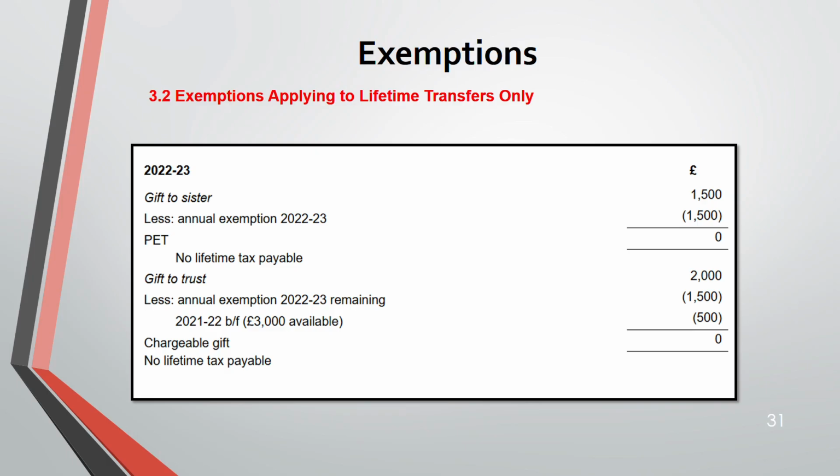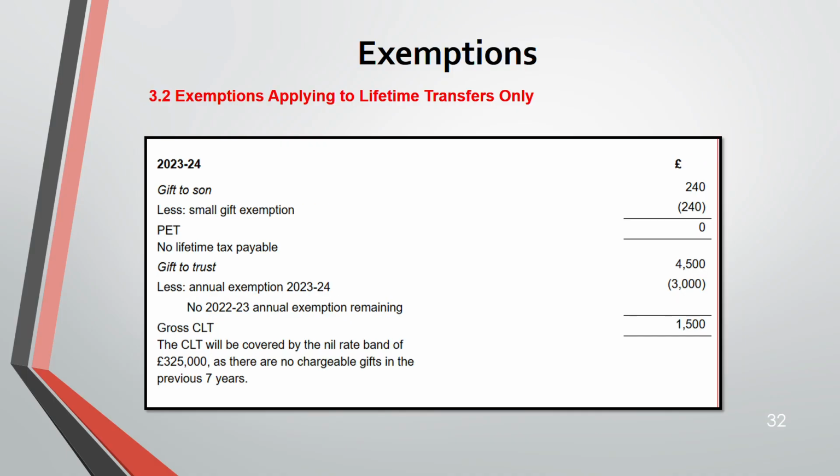So this is the answer for example 2, where in the same tax year we have gift to sister and trust. And here 1,500 is utilized out of annual exempt amount. The balance 1,500. This 500 is carried forward from the previous year. Then we move on to next year, that is gift to son and gift to trust. So this 240 is covered by small gift exemption, and this 4,500 is covered by annual exempt amount. So this 1,500 also, you don't have to pay any tax because it will be covered by the nil rate band. Nil rate band, by the way, is 325,000.